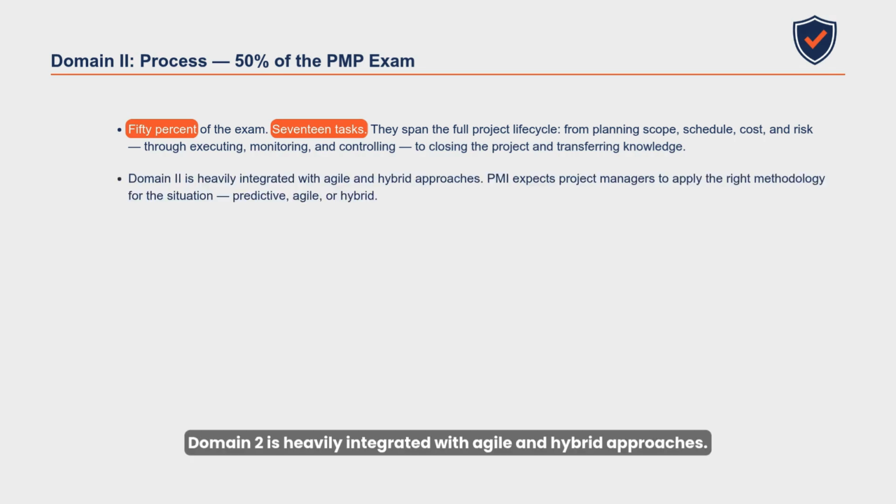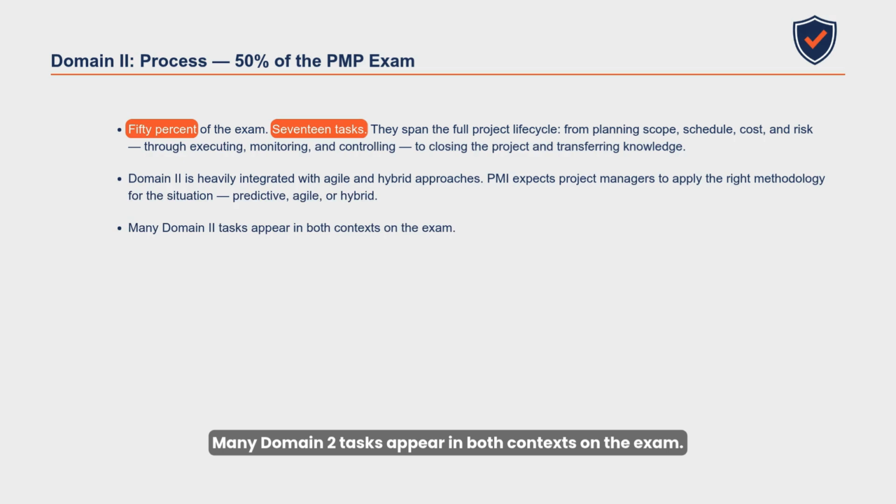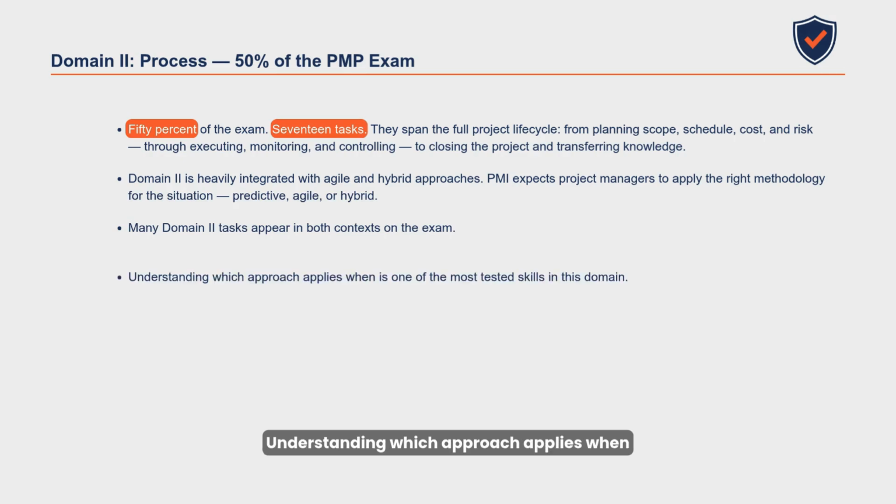Domain 2 is heavily integrated with agile and hybrid approaches. PMI expects project managers to apply the right methodology for the situation: predictive, agile, or hybrid. Many Domain 2 tasks appear in both contexts on the exam. Understanding which approach applies when is one of the most tested skills in this domain.